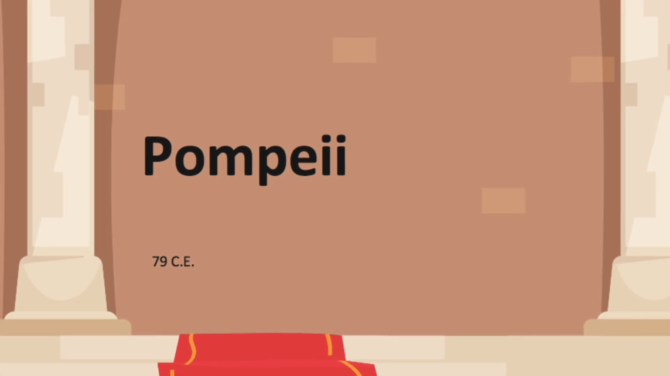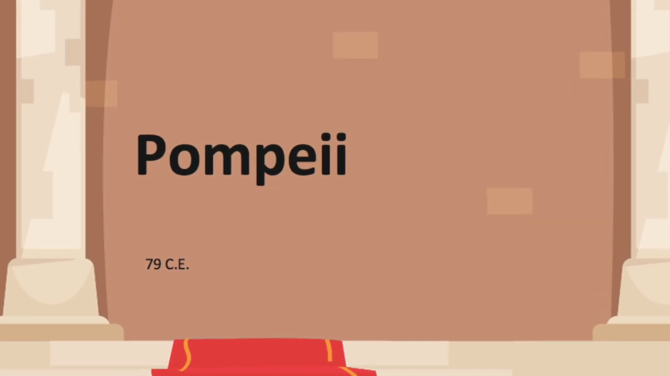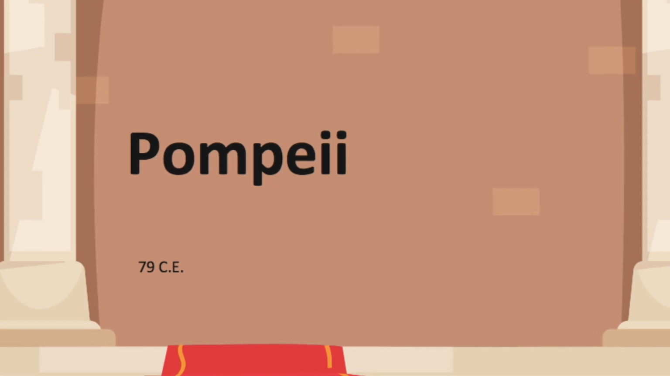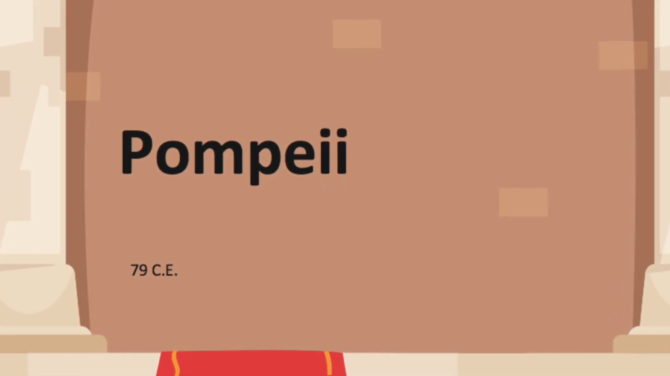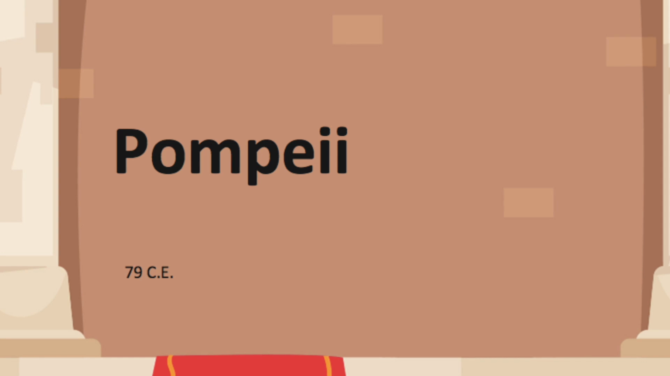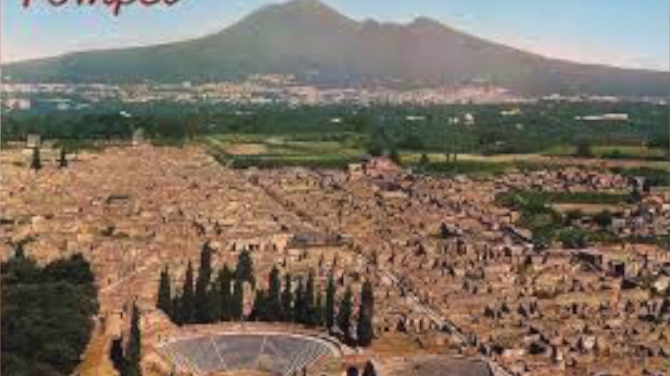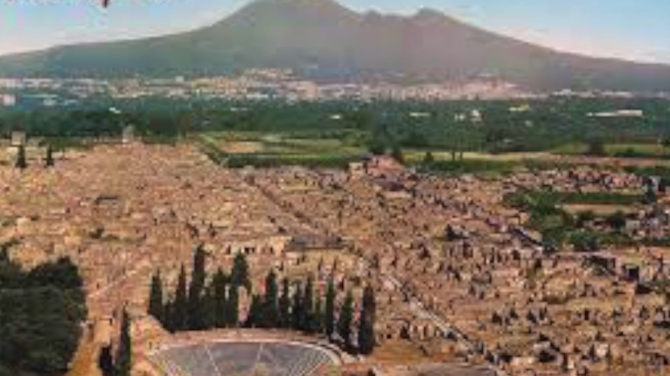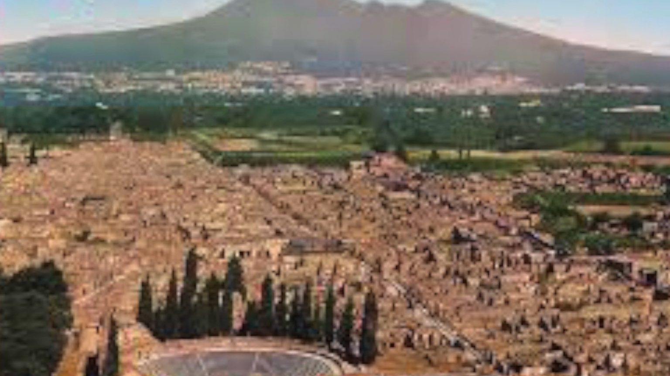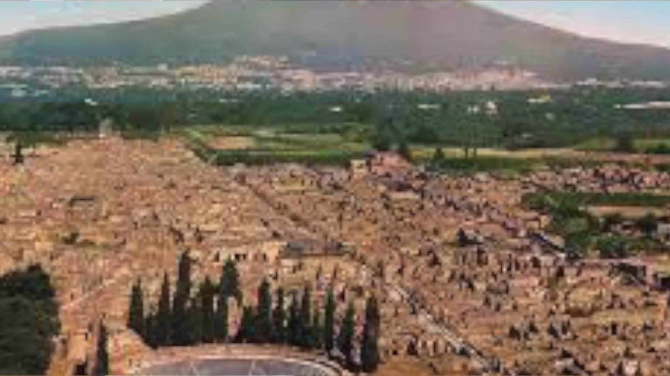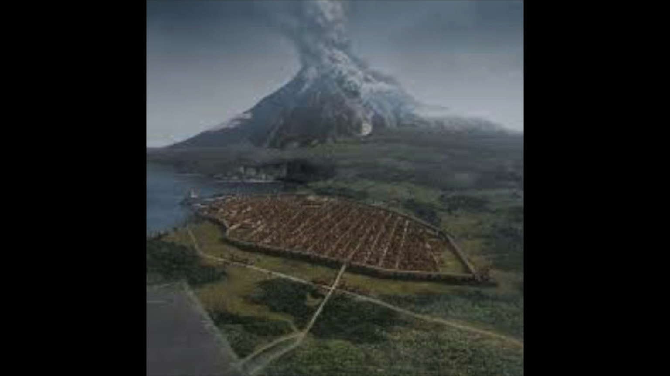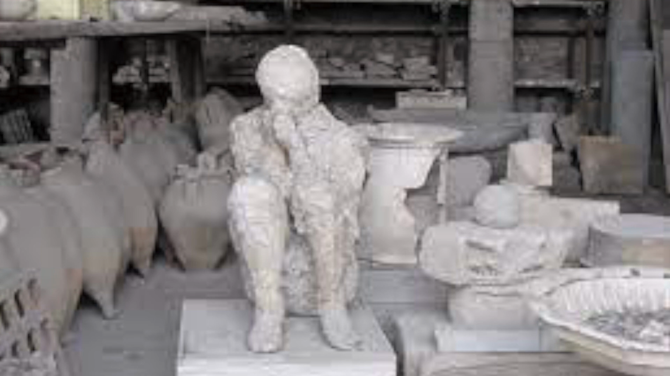Pompeii is a city in Italy from ancient Roman times. On the 24th of August, 79 CE, Mount Vesuvius, a volcano above it, erupted very badly. It was a big, big eruption. I think I've talked about this with you guys before. It covered the entire city in ash and then lava, and few people survived.